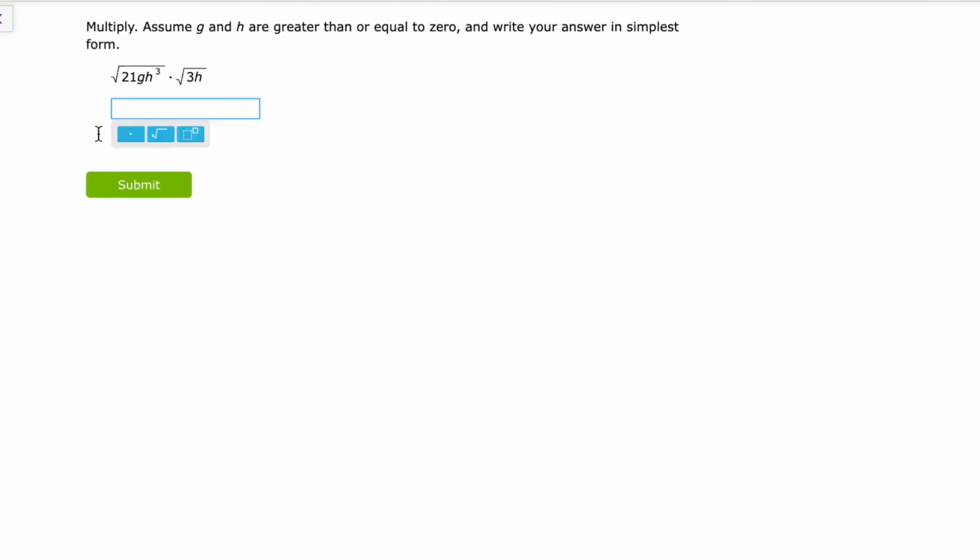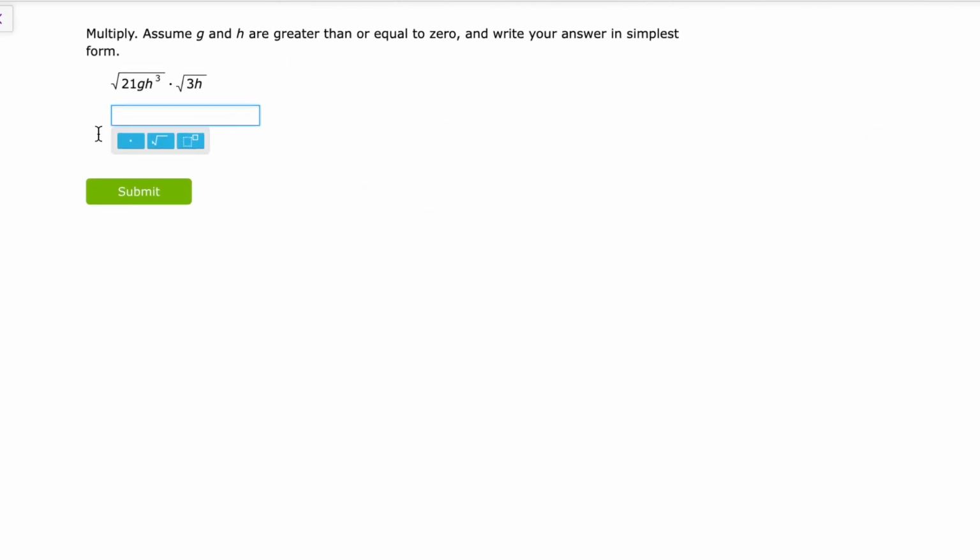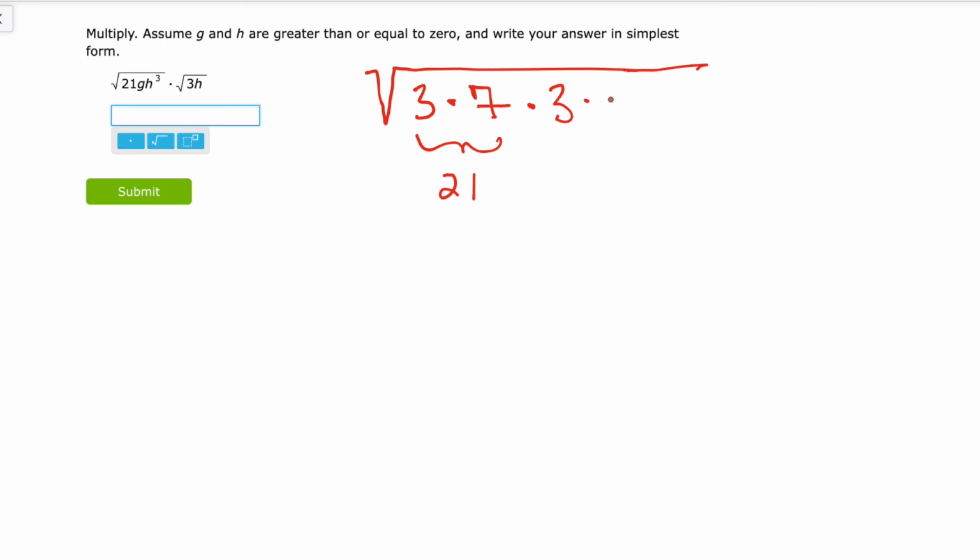Okay, so what do we do? We multiply the 21 and the 3 first, and if you can take something out of the 21, it'd be great, but you can't. Then I'm going to show you a different skill. We have the square root of 3 times 7, which is our 21, times 3 times h to the power of 4. I'm going to write this as 3 times 3 times 7 times h to the power of 4.